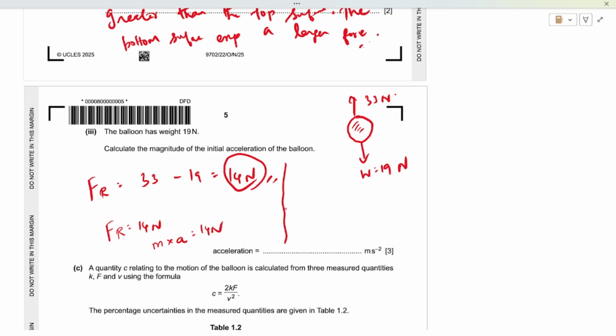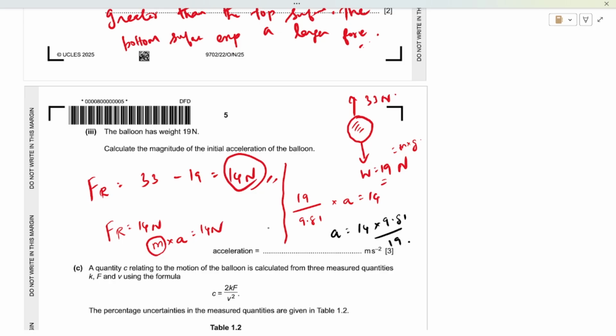So if mass times acceleration is equal to 14 Newton, we know that the mass of the balloon is related to the weight, because weight is equal to mass times gravity. So we can write this as 19 divided by 9.81 times the acceleration, which is equal to 14. Okay, so the acceleration will be 14 times 9.81 divided by 19.